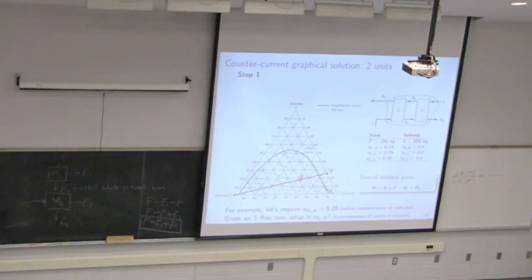the mass of F divided by the mass of M. I know the mass of F, it's 250 kilos. I know the mass of M, it's the total mass coming into my system, S plus F. So I know that. I can measure that distance SF, so I can calculate that unknown SM, and find a fictitious point M. So the first step is really straightforward, finding that fictitious point M.